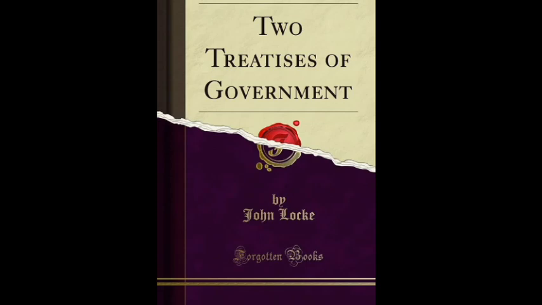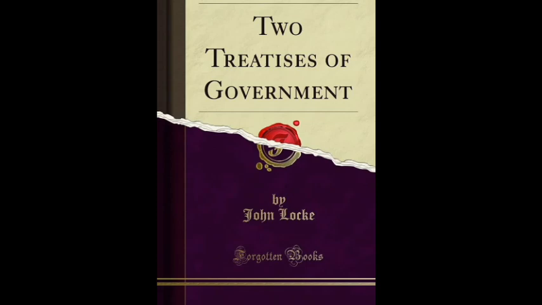Second treatise: A theory of government based on natural rights. The second treatise is where Locke presents his theory of government. It is in this treatise that he develops the concept of the social contract, which has become one of the most influential ideas in political philosophy. The treatise is divided into several chapters, each addressing different aspects of government, the state of nature, the social contract, and the rights of individuals.